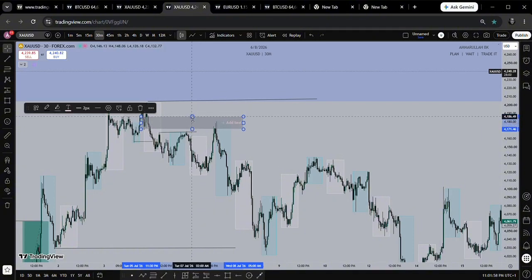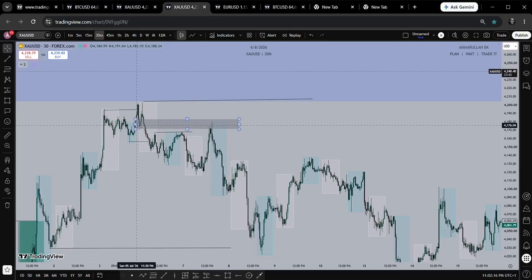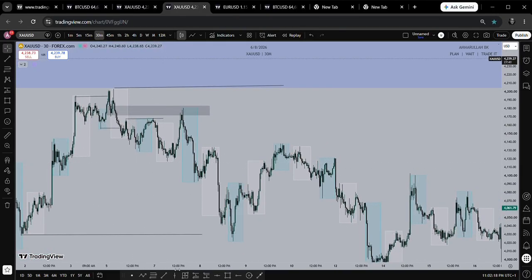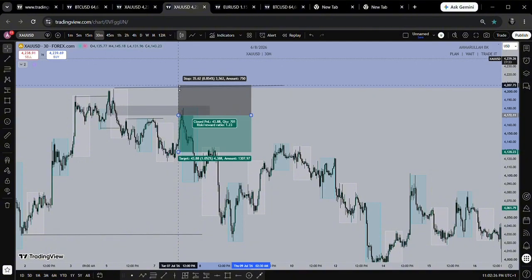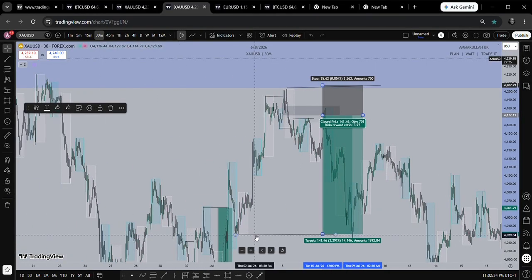Why? Because this is our next breaker block after this sweep. After this sweep, this change of character, after the character has been changed, we had this other breaker block. So that would be the next area point of interest, right? Stop loss should be above the protected high, and for take profit we target this particular level.